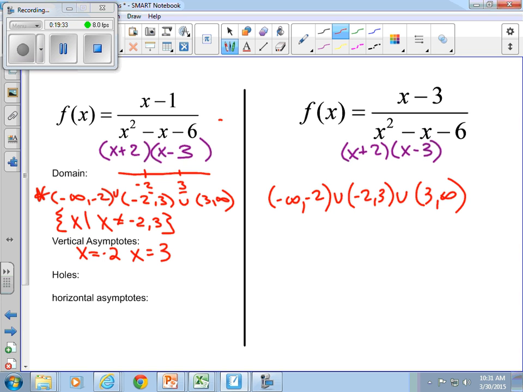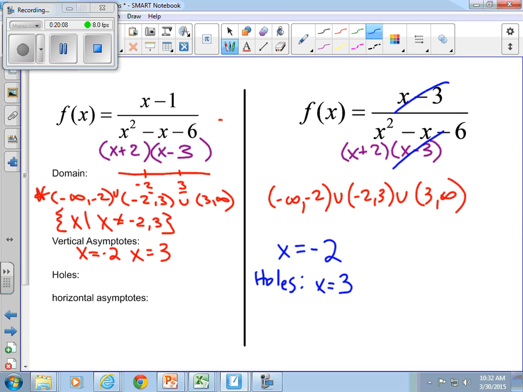However, if you have something like this one, you see this x minus 3? It cancels. It is not a vertical asymptote. It's a hole. So on vertical asymptotes, this one only has 1. It's just at negative 2. And then for holes, it would be 3. Hole at 3. If you will, get your calculator out and graph this equation for me.